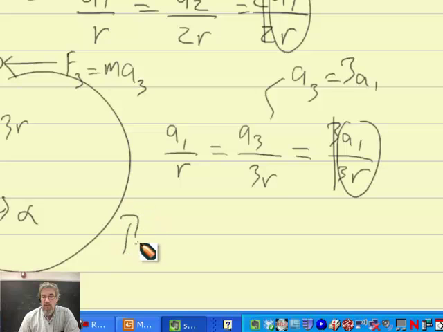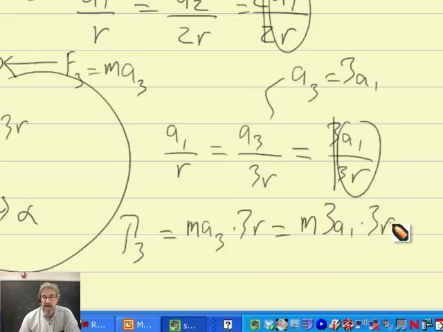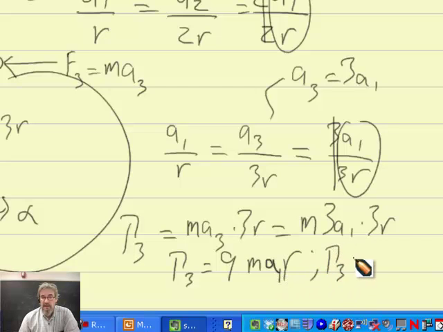So the torque for this third situation is equal to force times lever arm. So force is M times A3 times 3R. But A3 is 3 A1s. So it's M times 3 A1s times 3 Rs. Here's what that means. Torque 3 is really equal to 9 times M times A1 times R. But M times A1 times R, that was torque 1. So torque 3 is 9 times torque 1.